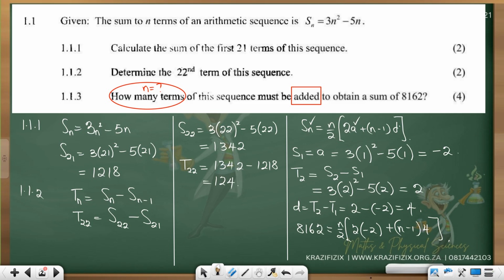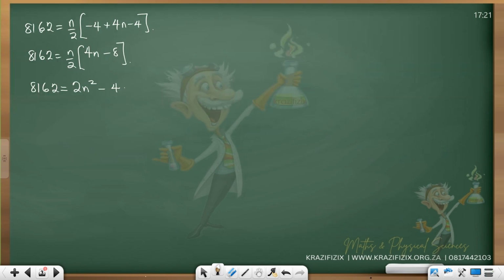Let me just recheck. 2 times 2 is negative what? 4. All right. Then 4n minus 4. Negative 4 plus 4n minus 4. That's minus 8. All right. Minus 4n. Okay, let's solve this. What do we have? 2n squared minus 4n minus 8162. Okay, please give me answers here. Everyone should be able to do this.